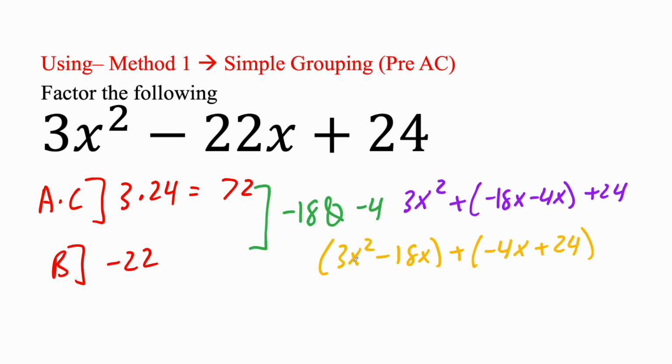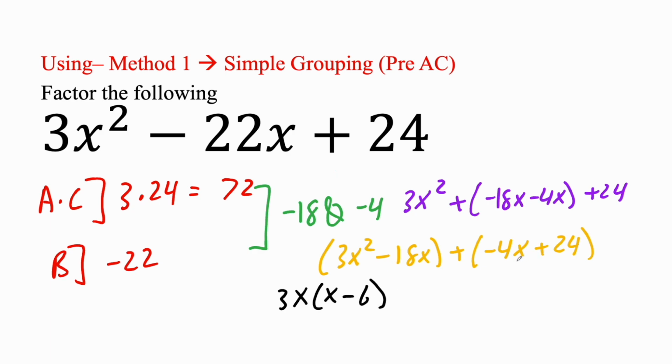Now I'm going to do the greatest common factor between these two pieces and these two pieces. Now this piece, they each have an x, so we can take out an x. Likewise, we think, what's the biggest number I could divide both by and get a whole number? And that's going to be 3. So now I do my parentheses. 3x times something is 3x squared. That's going to be x. 3x times something is negative 18x. That's going to be negative 6. So now I can close it.